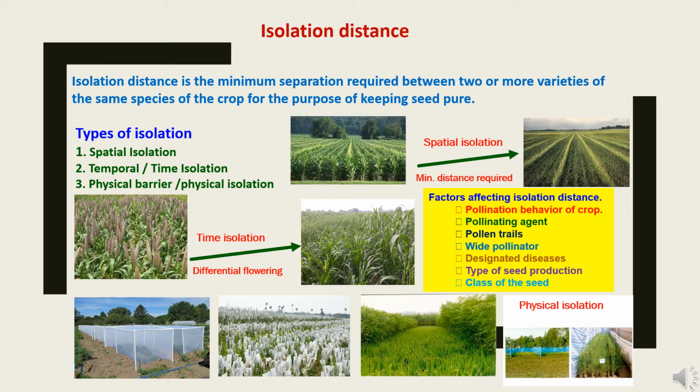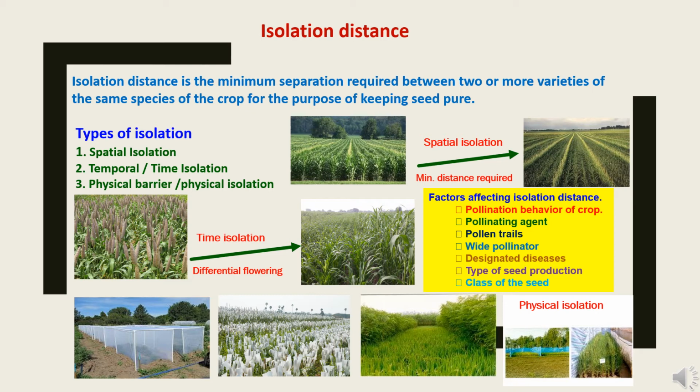What is spatial isolation? Spatial isolation is the spatial separation required between a seed field and other sources of genetic and mechanical contamination, especially between varieties of cross-pollination. It refers to the minimum distance, which may vary from crop to crop and variety to variety. So this minimum criteria has to be followed to avoid any contamination, and this is very important for cross-pollinated crops.